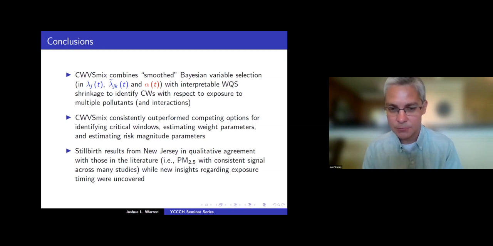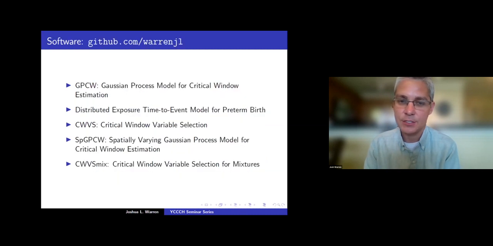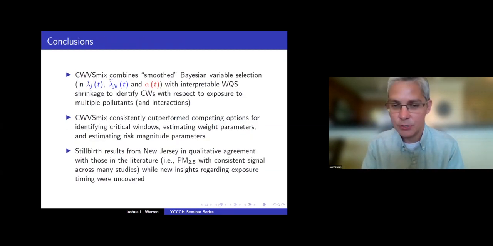And our stillbirth results from New Jersey were in qualitative agreement with those in the literature, in that PM2.5 is a consistent signal across many studies, while developing new insights regarding the exposure timing in this particular study. Obviously, more work is needed. And so I guess before jumping to this, we were working on extending this framework.